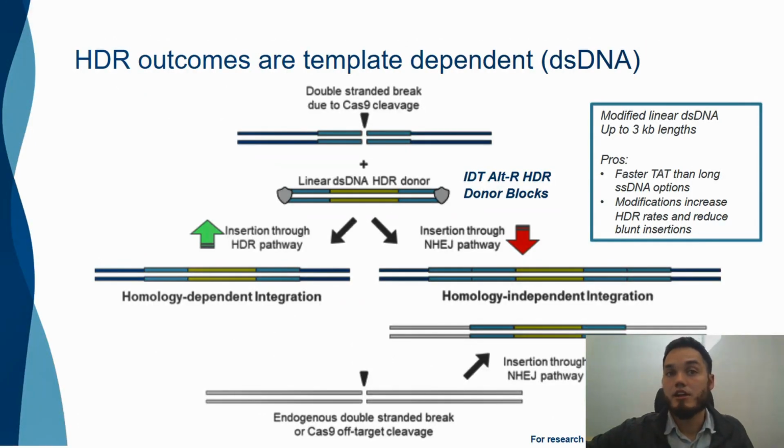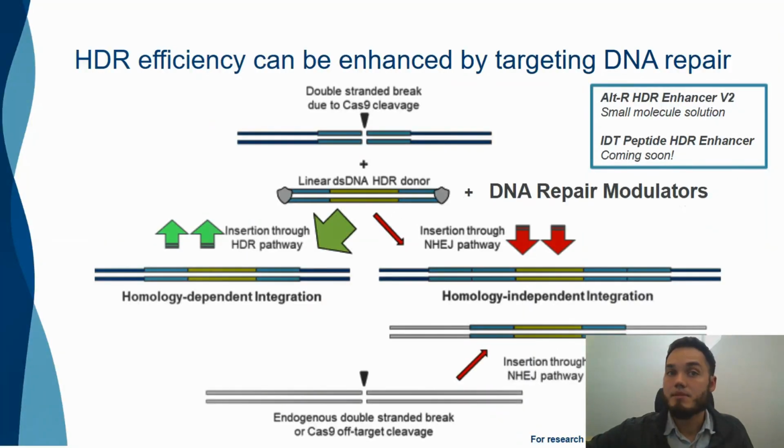This product is now available as our Alt-R HDR donor block product, which can go up to 3 kb. It offers a faster, cheaper, and more flexible option to our long single-strand DNA product. Additionally, the modifications we've incorporated promote HDR while reducing unwanted blunt integration, shown here with the arrows. However, sometimes it is still desirable to further drive outcomes to HDR with additional approaches.